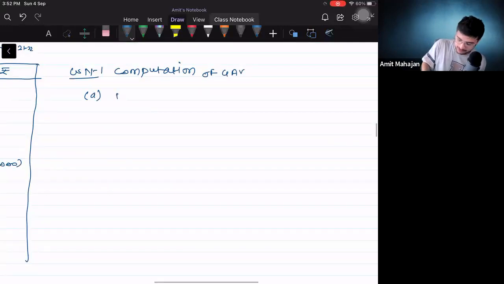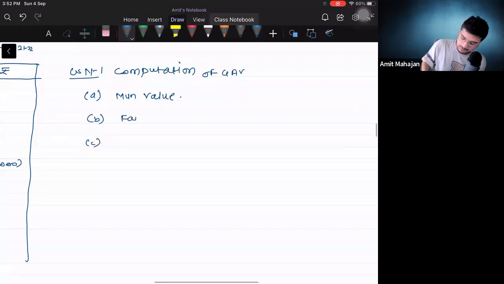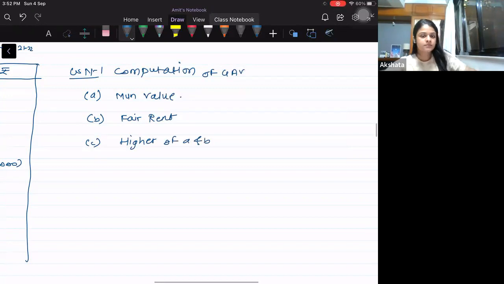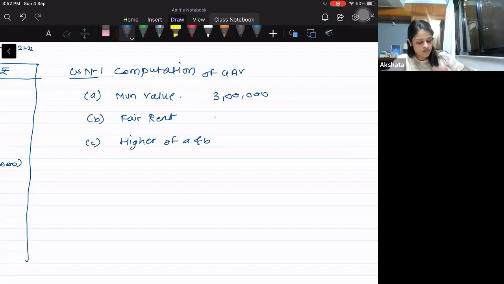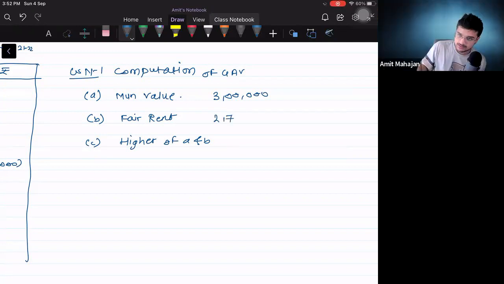First point is M, municipal value. Can somebody tell me the value? Those who have the book. 3 lakh. Municipal value, right? Fair rent. 2,70,000. Yeah.